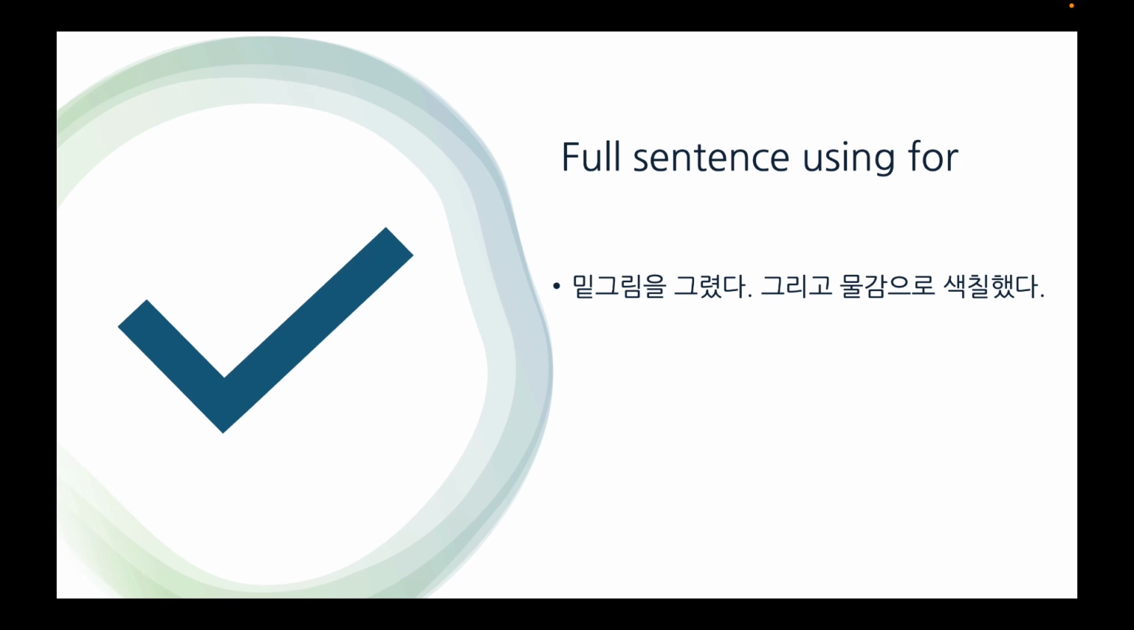In this sentence, we use the first scenario, where a full sentence was used and then "and" was added. Therefore, there are two verbs that we can see clearly: 그렸다 and 색칠했다, meaning drew and painted. 그렸다 means drew and 색칠했다 means painted. The present form of 그렸다 is 그리다, and the present form of 색칠했다 is 색칠하다.